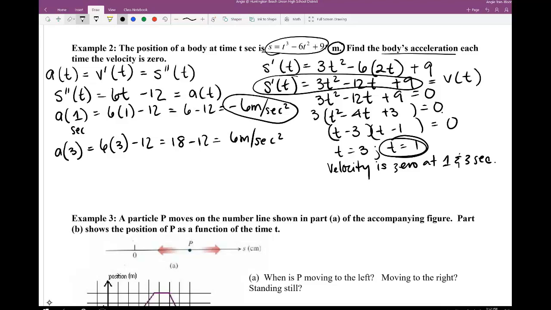So what does negative acceleration mean? Two things with negative acceleration, because you can see there's a positive and a negative answer.